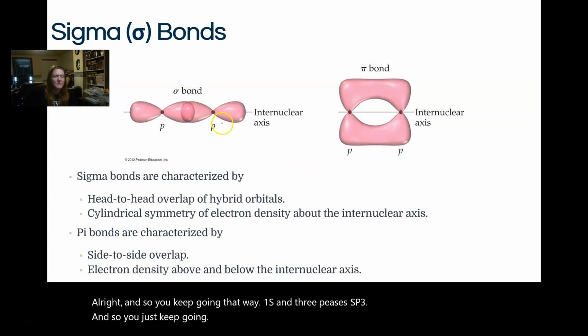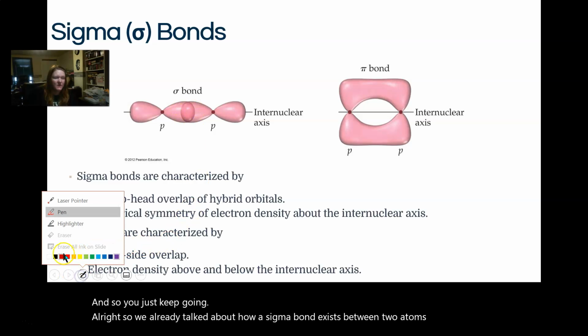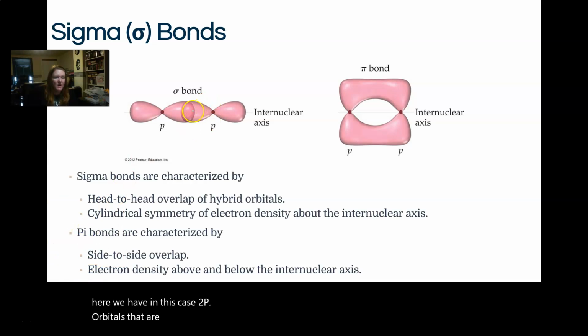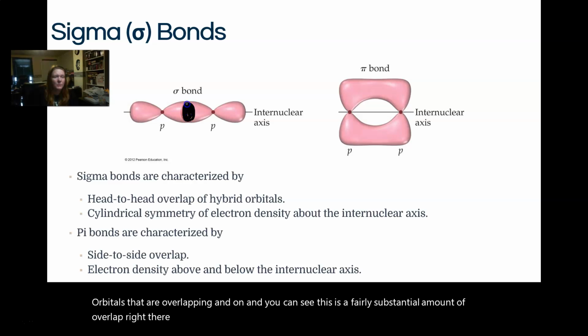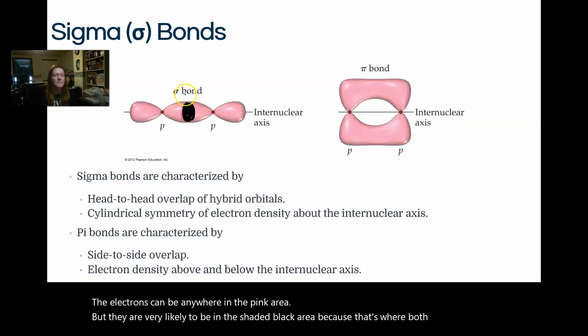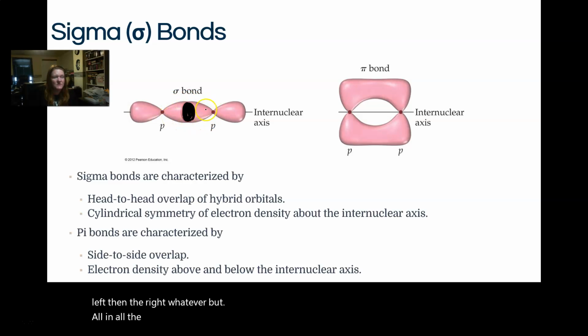All right, so we already talked about how a sigma bond exists between 2 atoms, right? And so here we have, in this case, two p orbitals that are overlapping end on. And you can see this is a fairly substantial amount of overlap, right? They're sharing quite a lot of their orbitals. The electrons can be anywhere in the pink area, but they're very likely to be in the shaded black area because that's where both orbitals overlap, right? But this depends on bond polarity. Maybe they like to spend more time on the left than the right, whatever. But all in all, the shape is the same, and these electrons are confined to being in between the two nuclei. We call that a sigma bond.